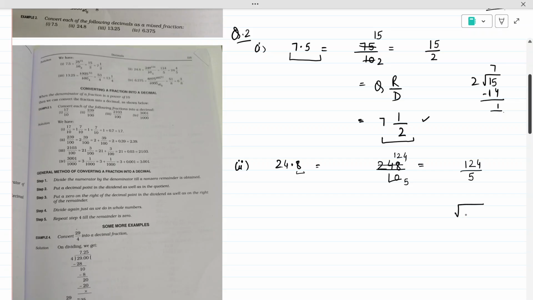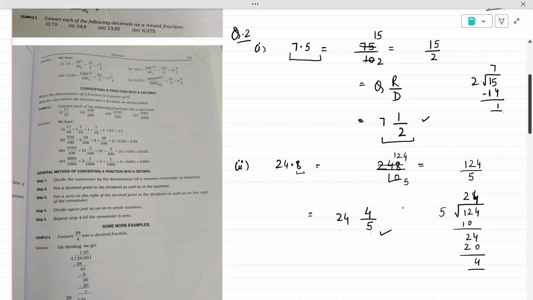Now what we have to do is change it to a mixed fraction. So divide. 5 into 2 is 10, and 5 into 4 is 20. So this is 4 as a remainder. Now represent it in the formula Q R by D. We have quotient as 24 here, remainder R is 4 and D is 5. So 24 4 by 5 is our required mixed fraction.